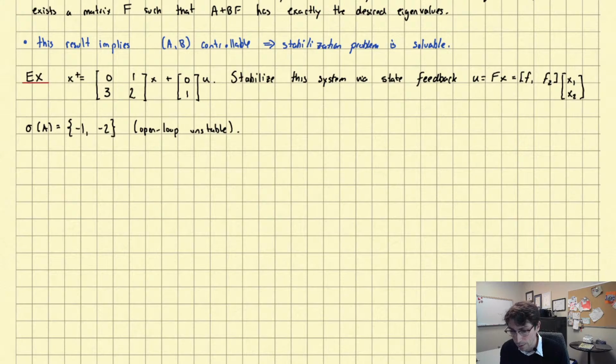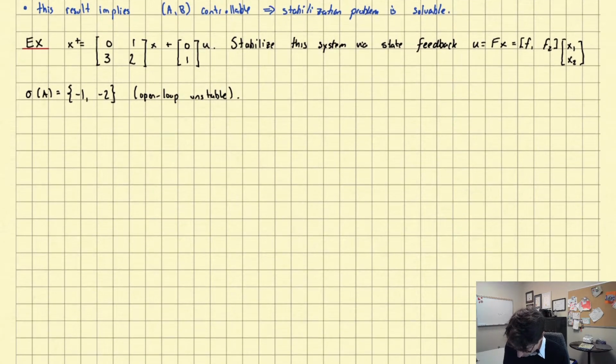Okay. So let's see, first of all, if it's controllable. If it's controllable, then we should be able to solve the problem. So the first question you might ask is, does such an F, or such a state feedback controller, exist? That's the first question, right? Is this actually possible? Certainly if A, B is controllable, then yes.